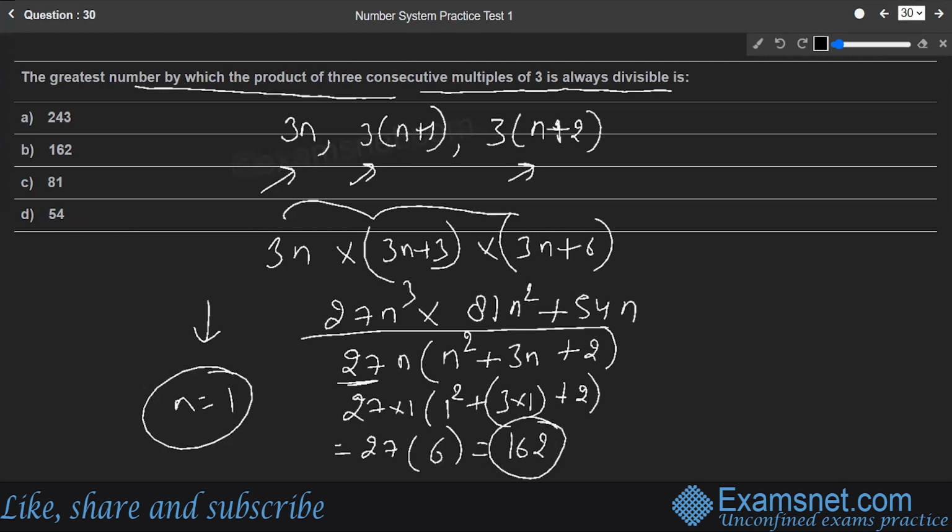So clearly, the smallest triplet also can be divisible by 162. So that should be the right answer only. So 162 is the greatest number which can divide the product of three consecutive natural multiples of 3. Okay, so that is the right answer, 162.